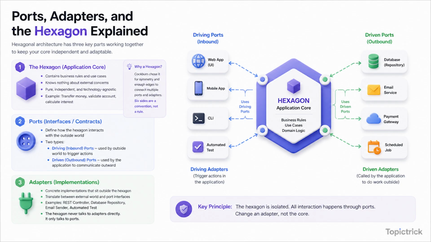Second, ports. A port is an interface. It is a contract that says this is how you talk to the hexagon, or this is how the hexagon will talk to the outside world. There are 2 types. Driving ports, or inbound ports, are used by the outside world to trigger actions inside the application. A request to place an order goes through a driving port. Driven ports, or outbound ports, are used by the application to communicate outward. When the application needs to save data, it calls a driven port.